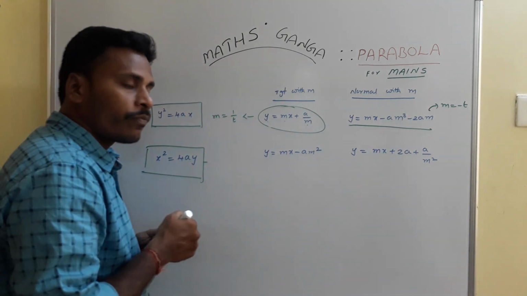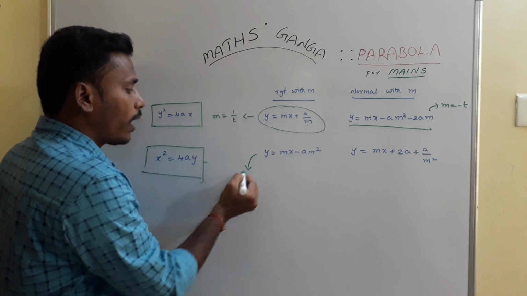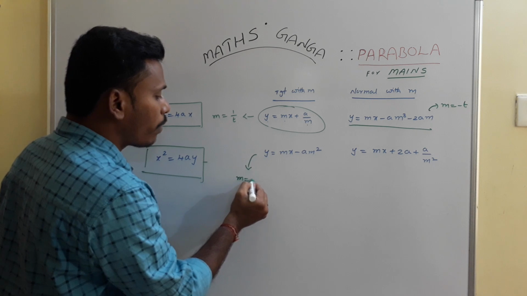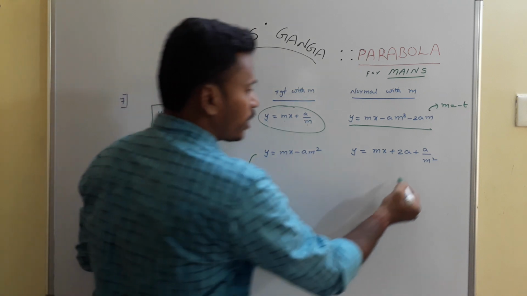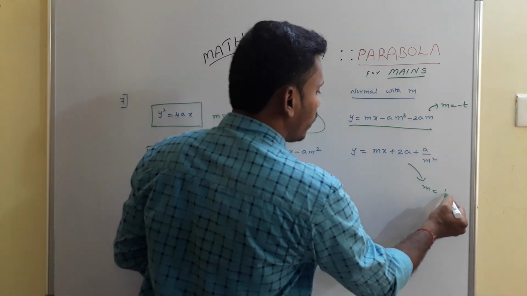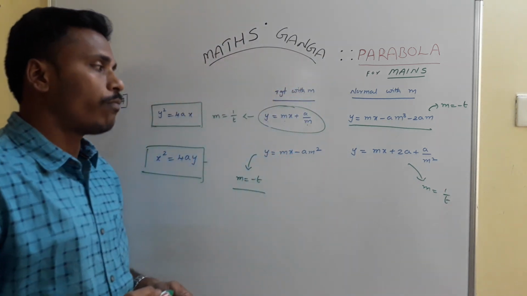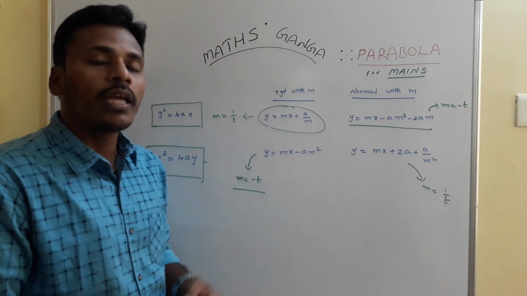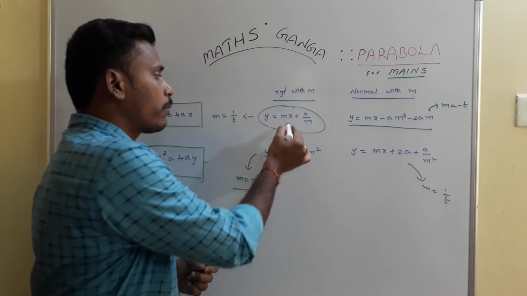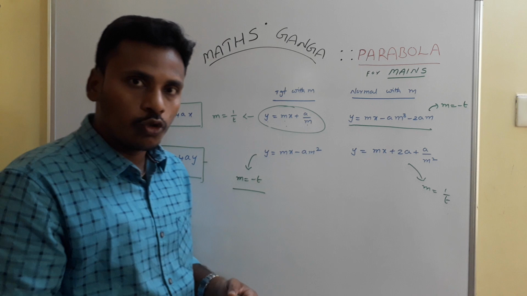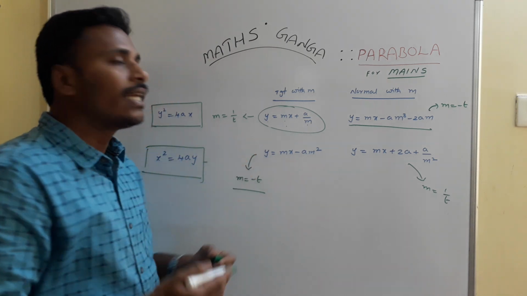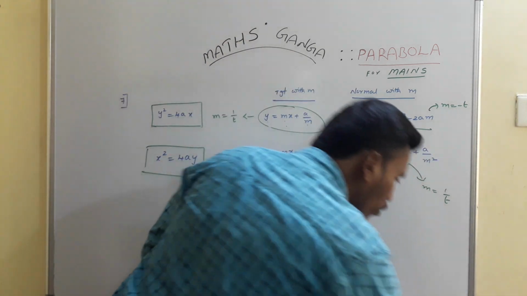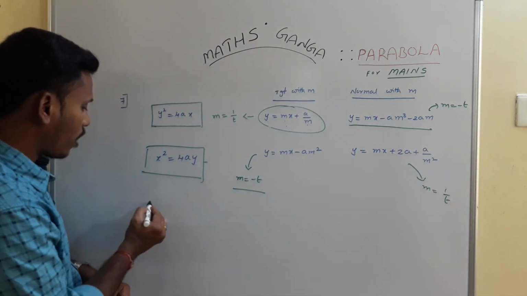In the same pattern, for x square is equals to 4ay, if you connect the parametric point t and the slope, for the tangent the slope and t are connected by m is equals to minus t, and for the normal the slope m and t are connected by m is equals to 1 by t. As per our requirement, we will use the equation of the tangent in terms of m, or sometimes we will use the equation of the tangent in terms of t. Using these two, we are able to write the tangent equations for other forms of parabolas also.